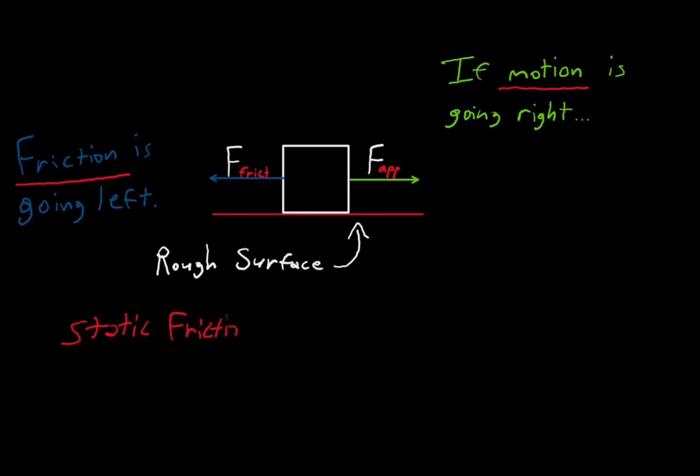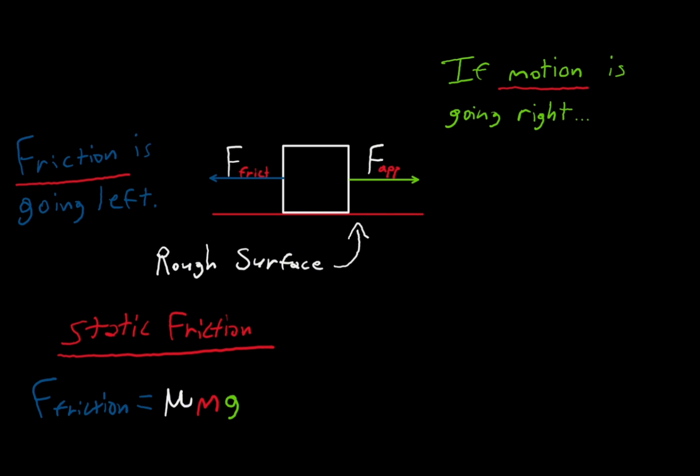Let's dissect this. Static kind of means staying still. So taking it one step further, static friction describes the amount of force to start moving an object based on the mass of the object and how rough the surface of the floor is. This can be put into a formula. The force of friction equals mu times m times g.